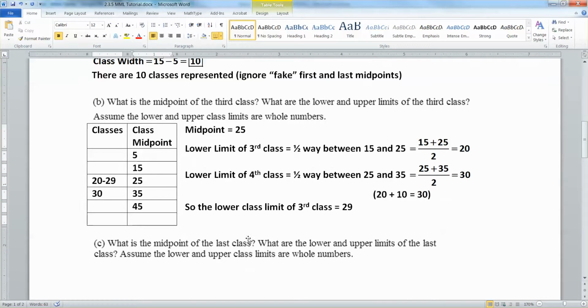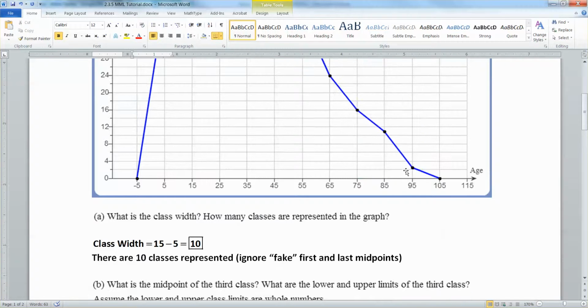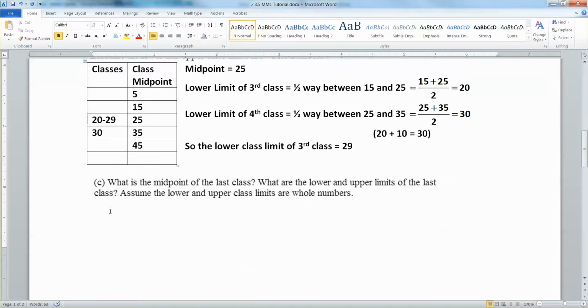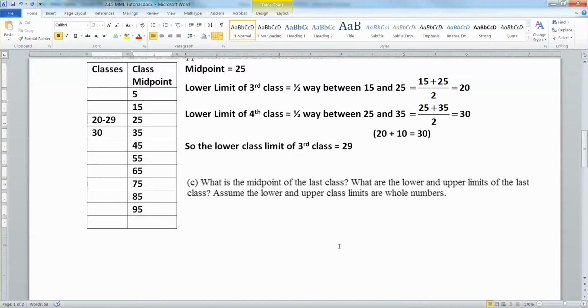All right, now what is the midpoint of the last class? Well, the last class is right here at 95, right? Because remember, the 105 doesn't count. So the last class midpoint is 95. So I just extended my table so you could see it. Now, what are the lower and upper class limits for those?